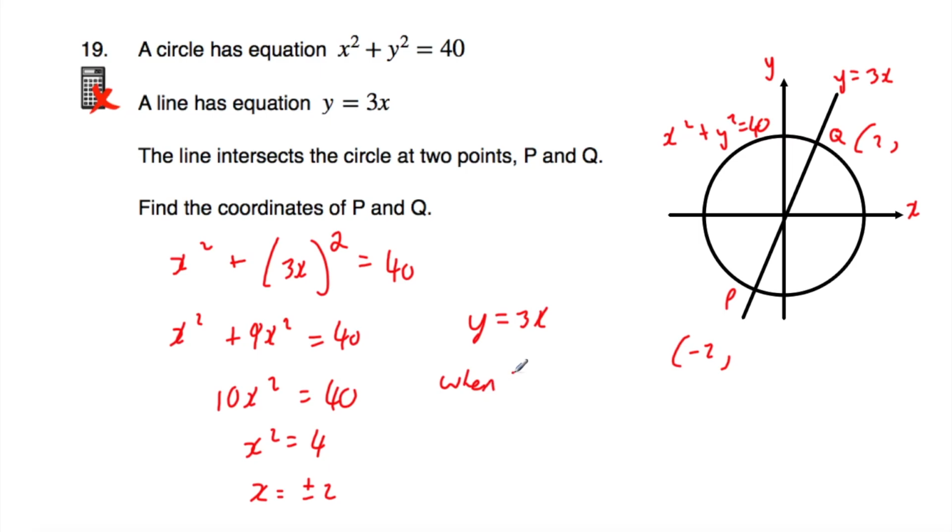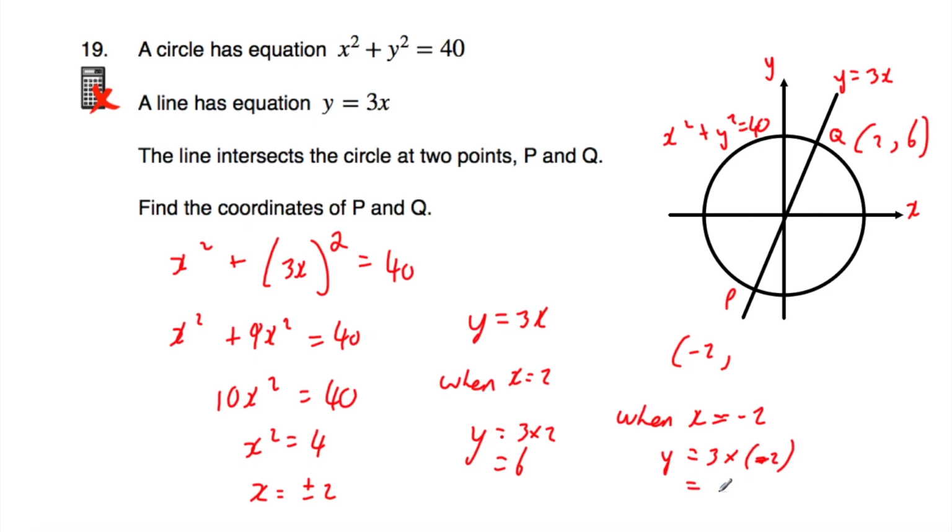When x equals 2, we'd have y equals 3 times 2, which is equal to 6. So it's going to be the point (2, 6). And whenever x equals negative 2, we'd have y equals 3 times negative 2, and 3 times negative 2 is negative 6. So that'd be (-2, -6). That means the coordinates of the point P are (-2, -6), and the coordinates of the point Q are (2, 6).